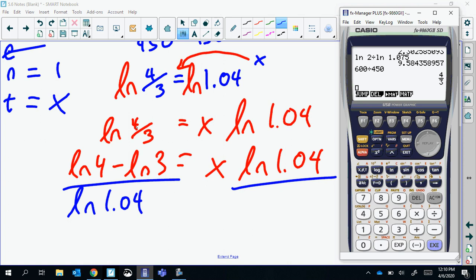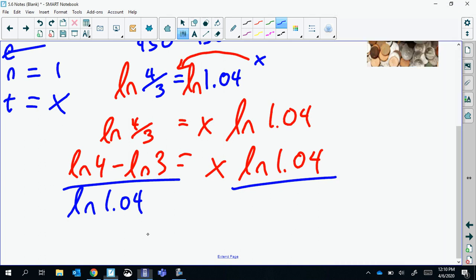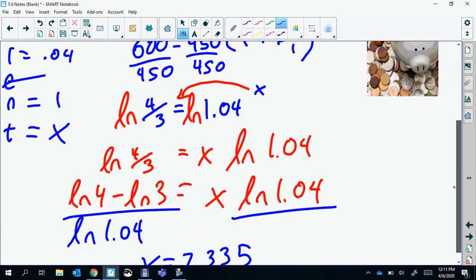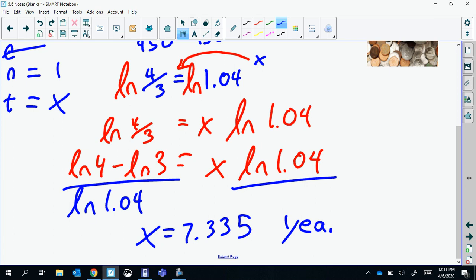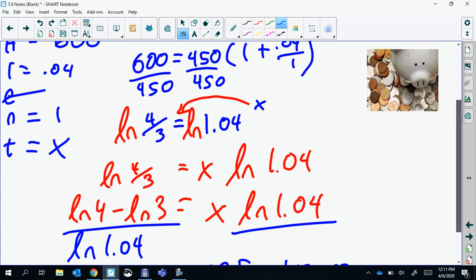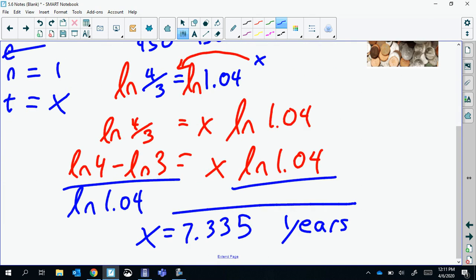So, like I said, it's less typing to leave it as a fraction, so I'm going to do it as a fraction, natural log of 4/3. And then we're dividing by natural log 1.04. 7.335. Again, x, that was for our t variable, our time, which is measured in years. So a little bit more than 7 years. Again, we won't get that interest since it's compounded annually. You'll only get it basically for the 8th year when we'll pass that $600, but you can just leave it as the decimal. It's totally fine.